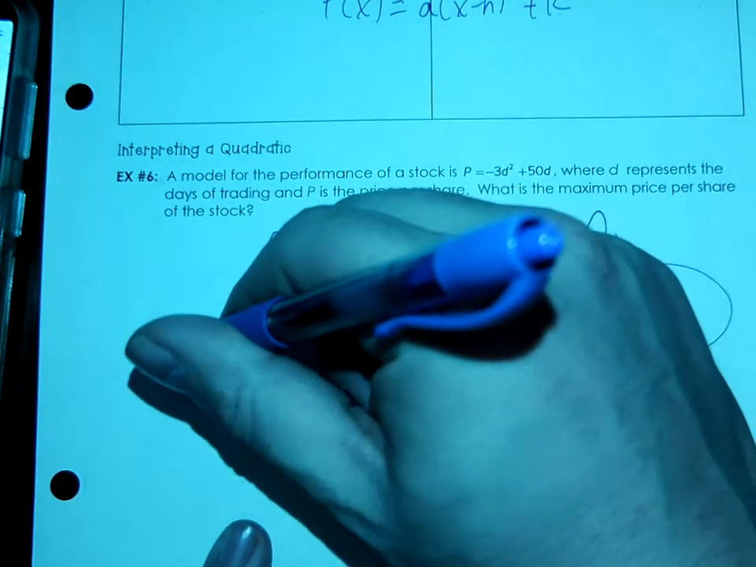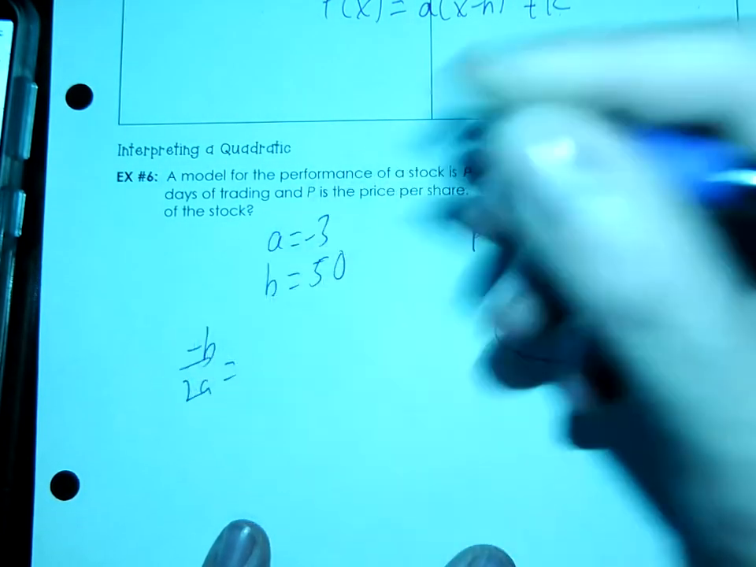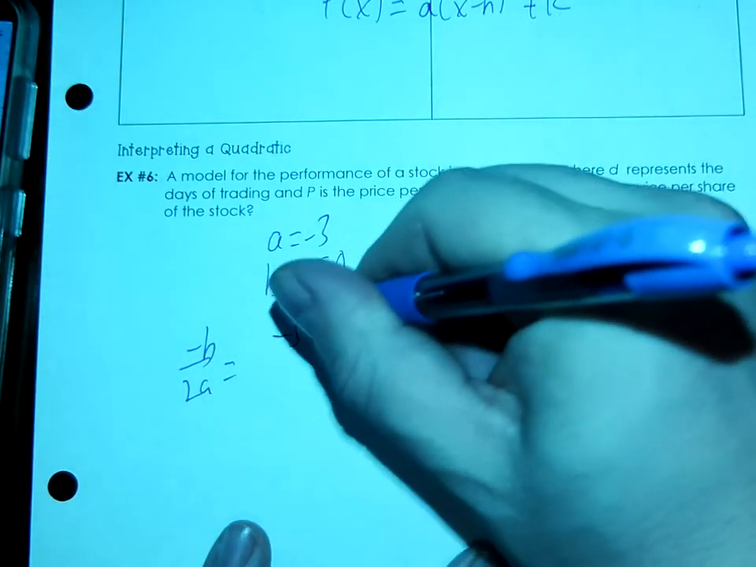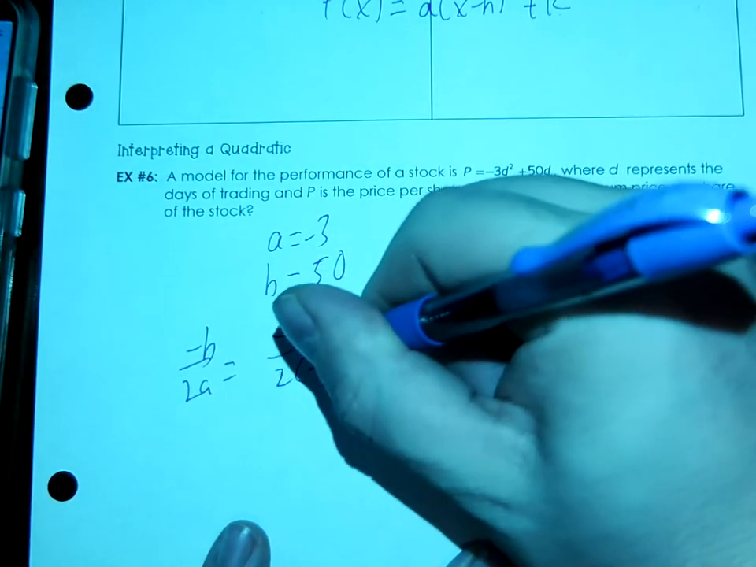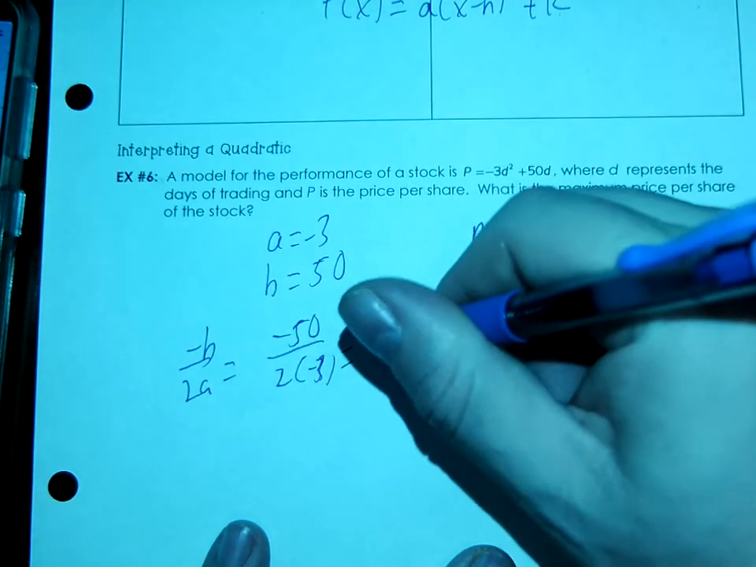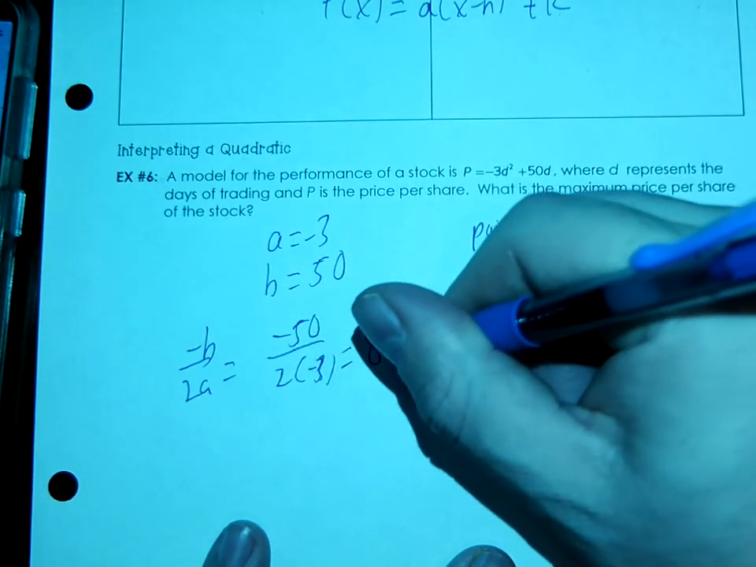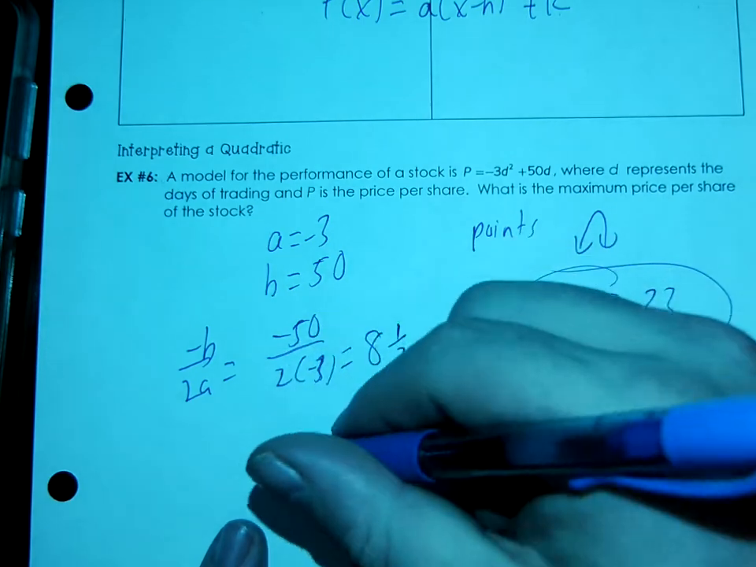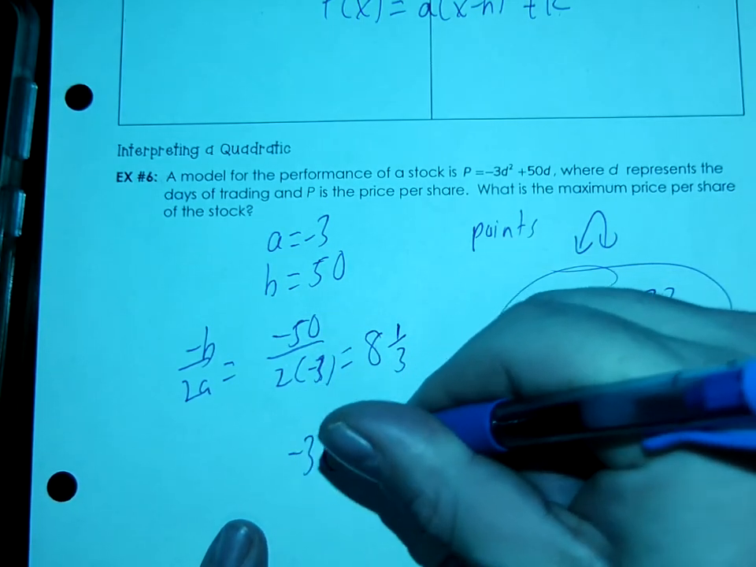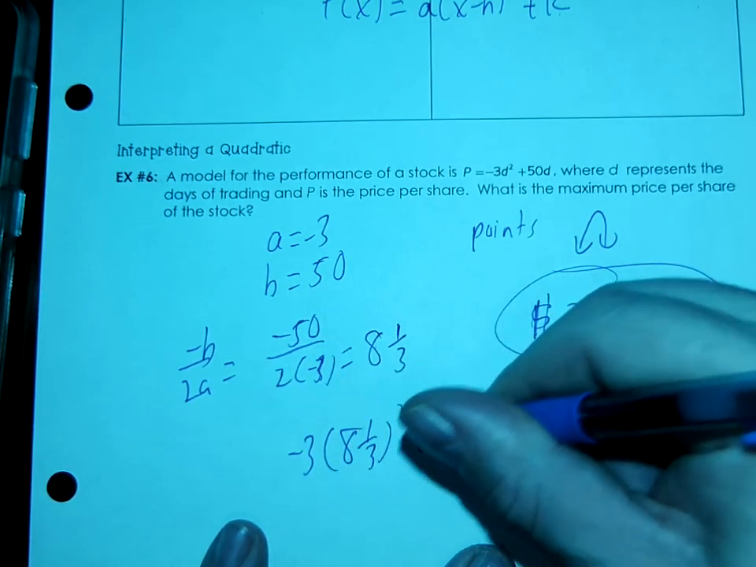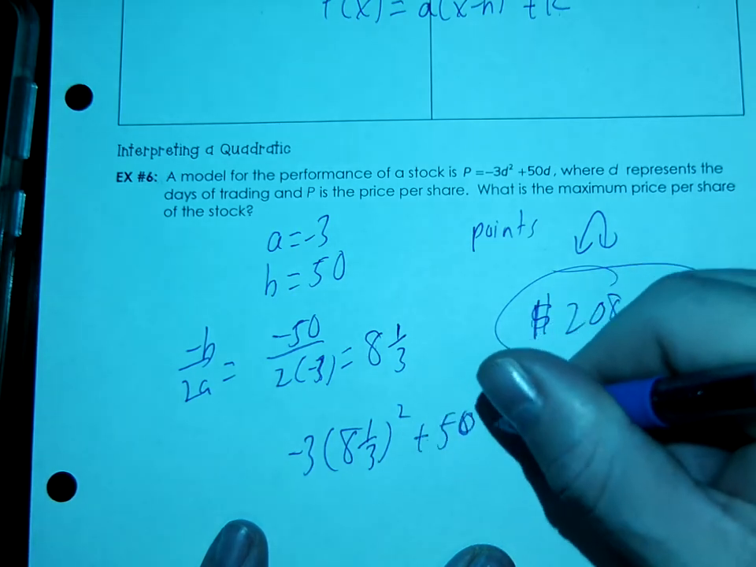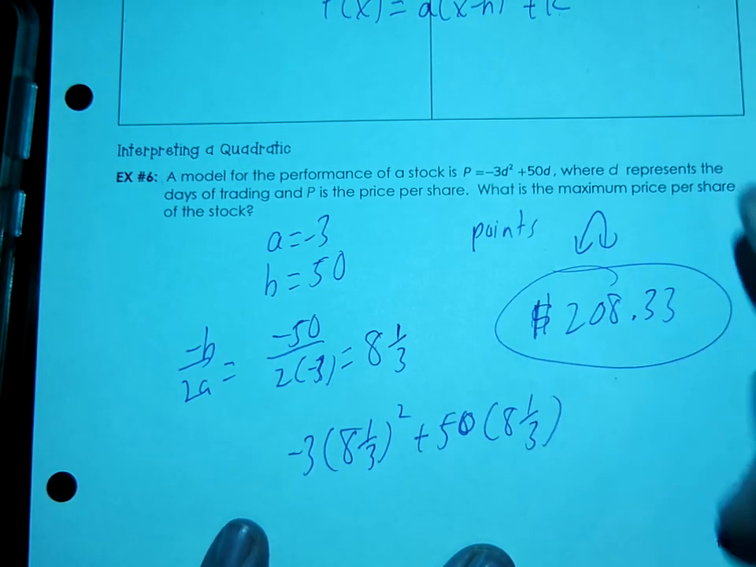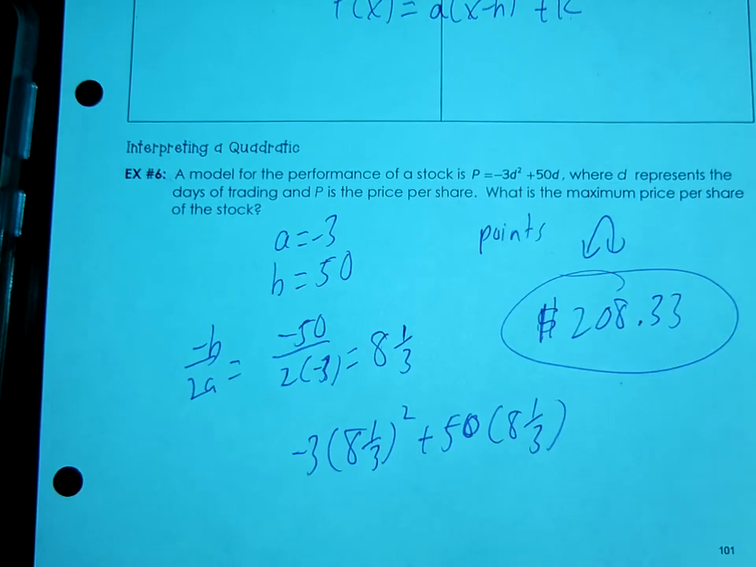So if I wanted to do it that way, I would say opposite B over 2A is equal to negative 50 divided by 2 times negative 3, which is going to give me 8 1/3. And then I'll put that value in for D here, and I'll get this $208. So then I would do negative 3 times 8 1/3 squared plus 50 times 8 1/3 to get this $208. Alright, so there's example 6.